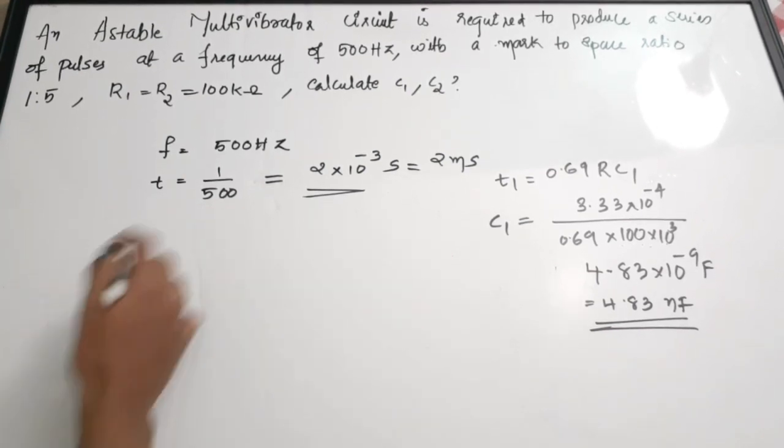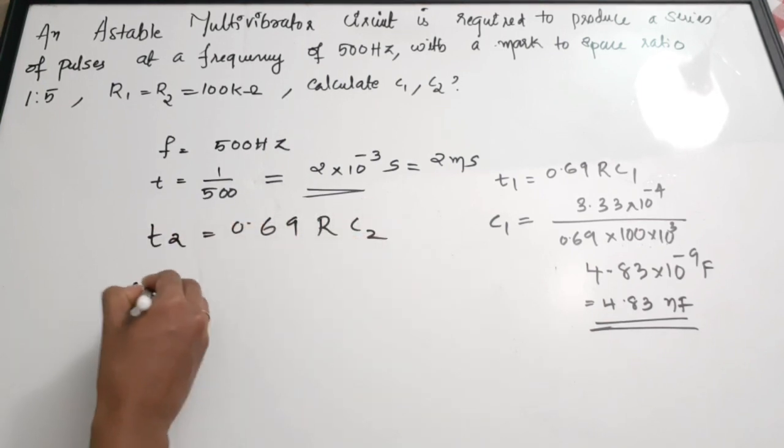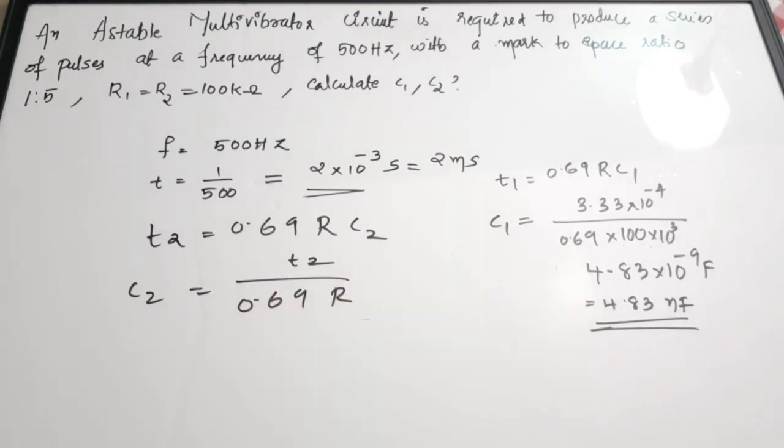Or else I'll write once again. T2 is equal to 0.69 R C2. From that, C2 is equal to T2 by 0.69 R. So C2 is equal to T2 by 0.69 R.